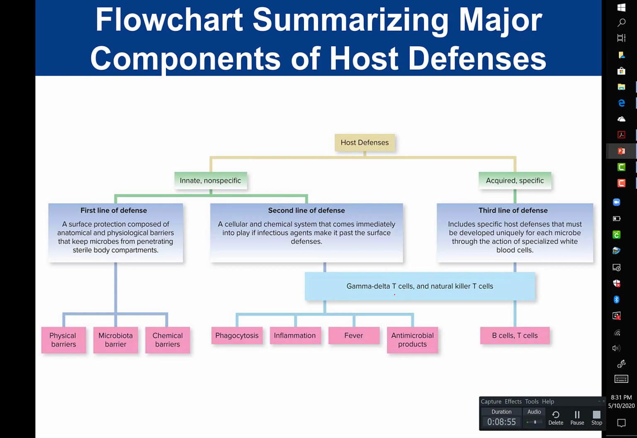All of these are non-specific approaches to targeting a pathogen that has penetrated the first line of defense. And then the next chapter is going to focus on acquired immunity, which is your specific branch of your immune response, so acquired or adaptive. This is going to be your third line of defense, and this includes specific host defenses that must be developed uniquely for each microbe through the action of specialized white blood cells. And so we'll talk specifically about B cells and T cells and how they play a role in your acquired or adaptive immunity.